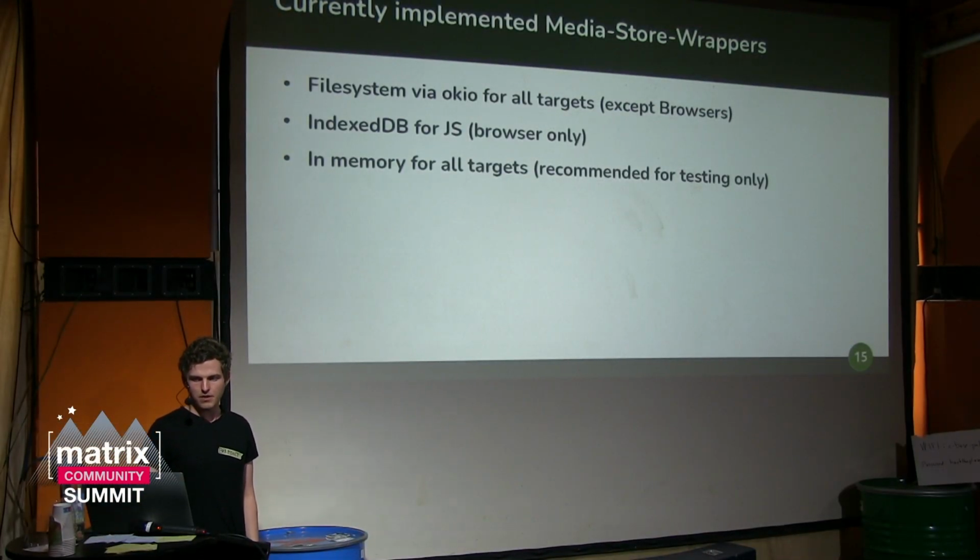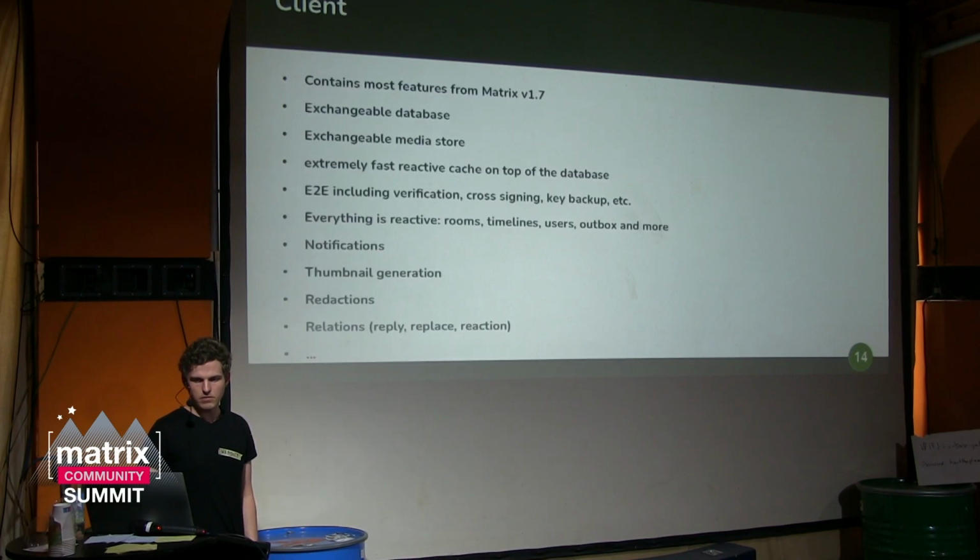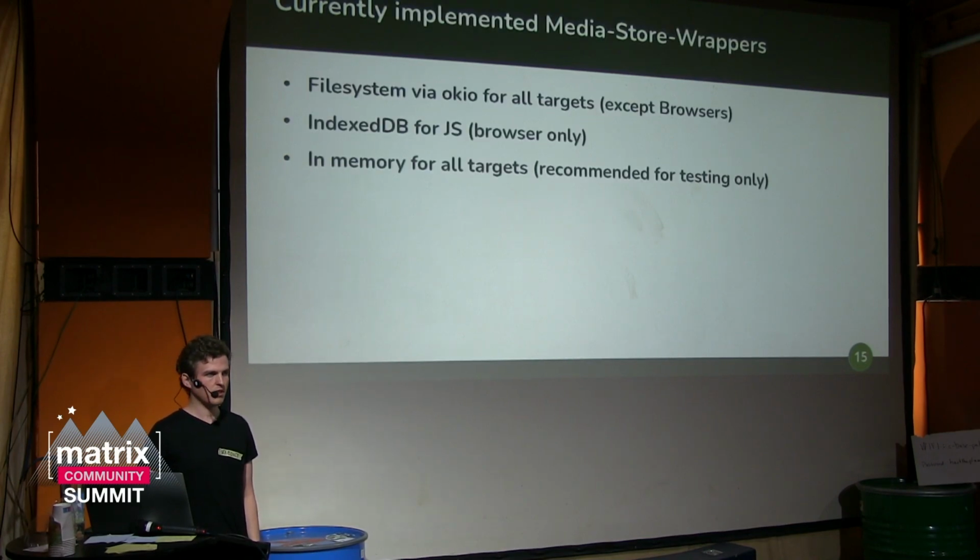As I said, we have exchangeable media stores. That means you can define where the media is saved. So mostly it uses a file system on desktop. On Android, on iOS, you save the file you receive and you load the file to show it to the user. But for JS, we need IndexedDB because there is no file system. And for testing, we also have in memory.